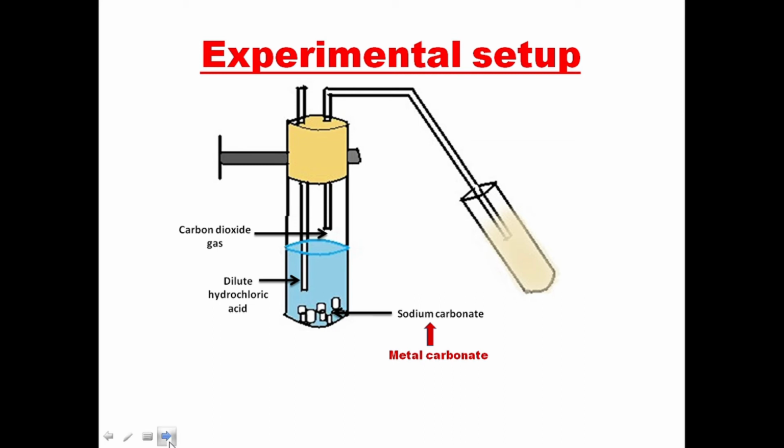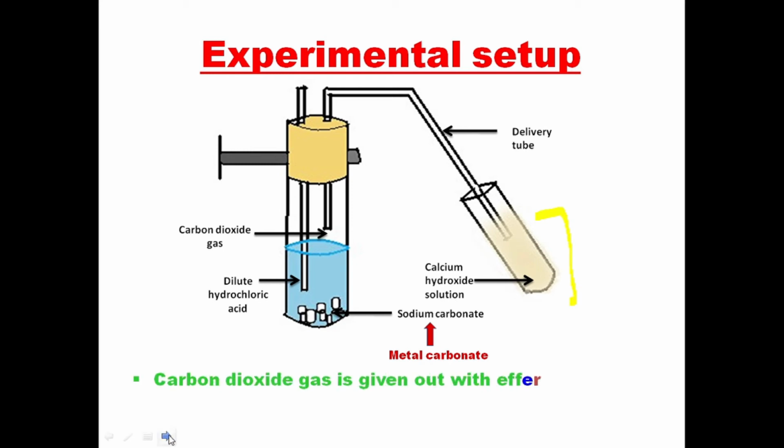To confirm the presence of this carbon dioxide gas, we actually pass the gas with the help of a delivery tube through lime water. That means this test tube is actually containing lime water. The chemical name for lime water is calcium hydroxide solution. We'll study this part of the reaction later in the video. Till then, we observe that a reaction between the metal carbonate and acid gives out carbon dioxide gas with an effervescence, forming corresponding salt and water.